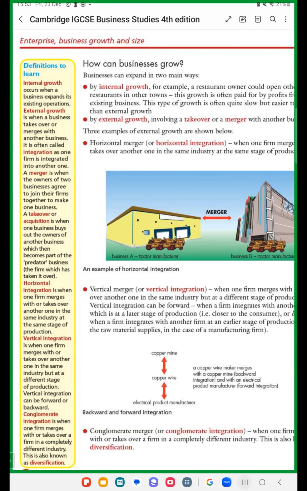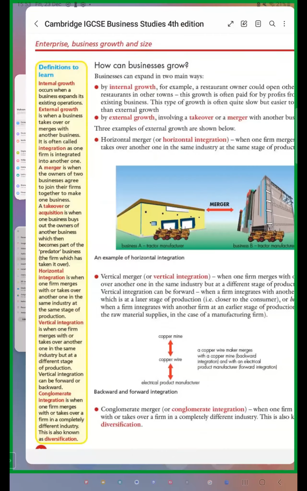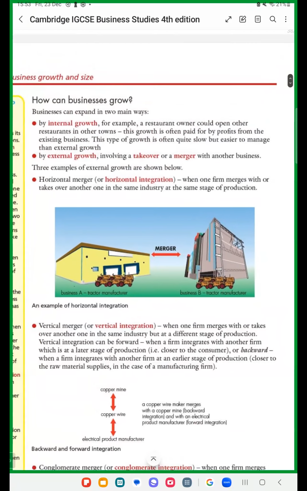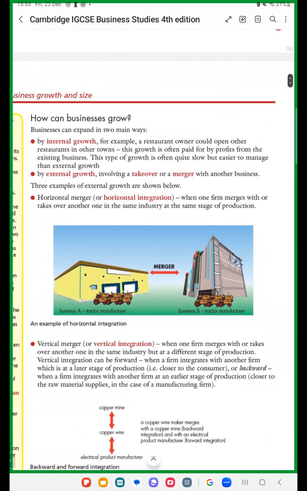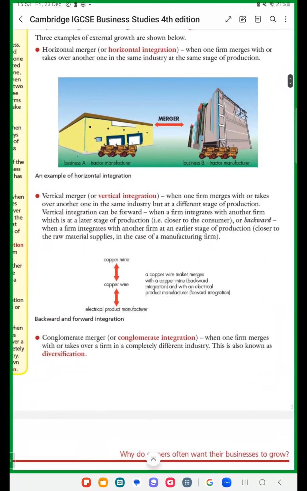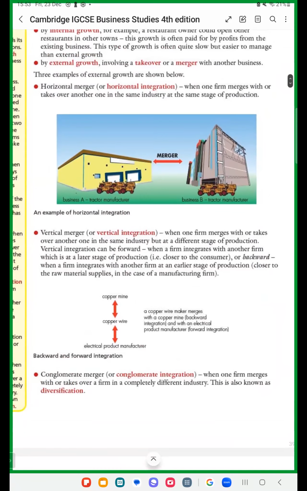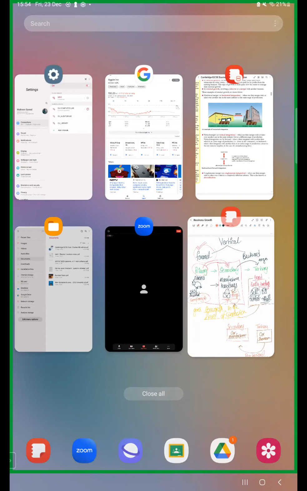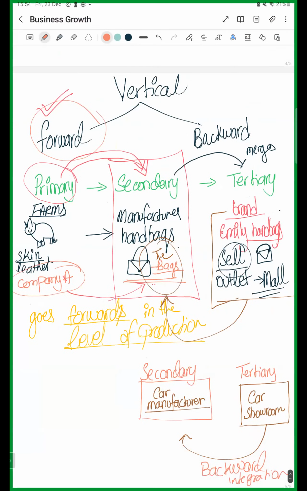Exactly. Right? Do you get it now? You see, this is how they've given us examples here as well. So a tractor manufacturer takes over or merges with another tractor manufacturer. That is a horizontal integration. Then again, vertical merge, vertical forward, vertical backward. We just discussed those. So car manufacturer with car manufacturer is horizontal. Let's do conglomerate and then I'll give you a few of them.